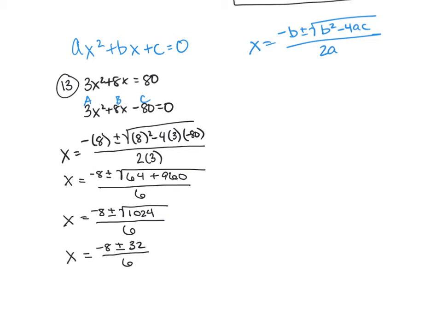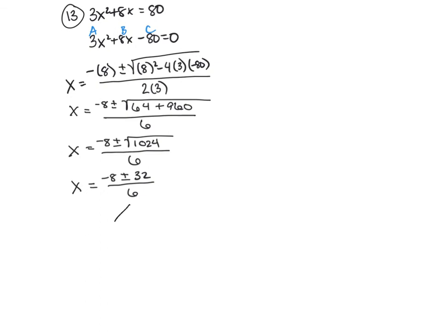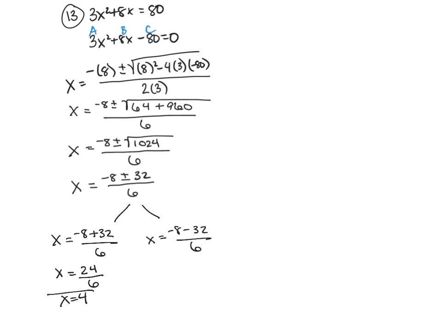But from here, we have the positive version and the negative version of this answer. So let's go through and try to find both of those versions. I'm going to do 2 little branches here. First, we're going to have x is equal to negative 8 plus 32 over 6. And our second version is going to be x is equal to negative 8 minus 32 over 6. So I'm setting out those plus and minus into 2 separate answers. I'm going to work on the plus side first. Negative 8 plus 32 is going to give me 24 over 6. So we get x is equal to 4. That's our first answer here.